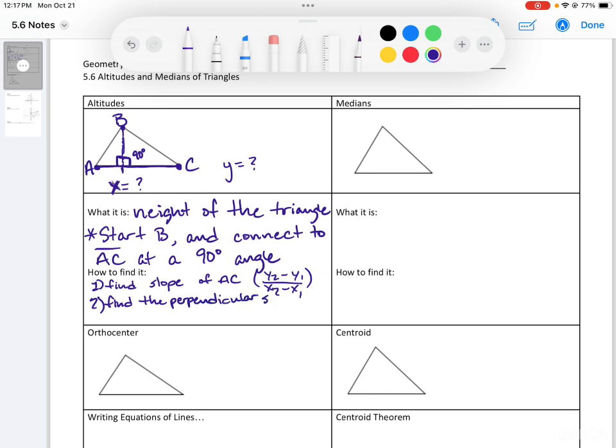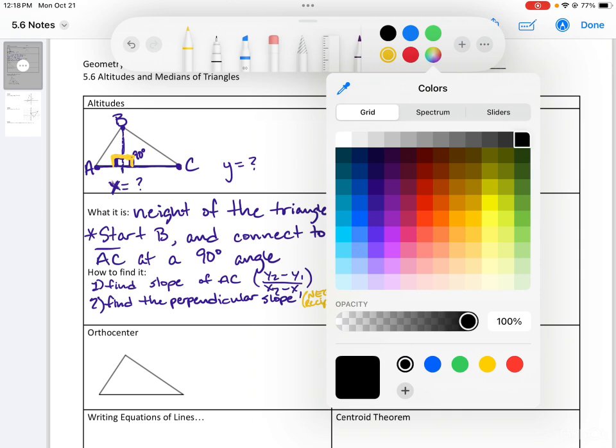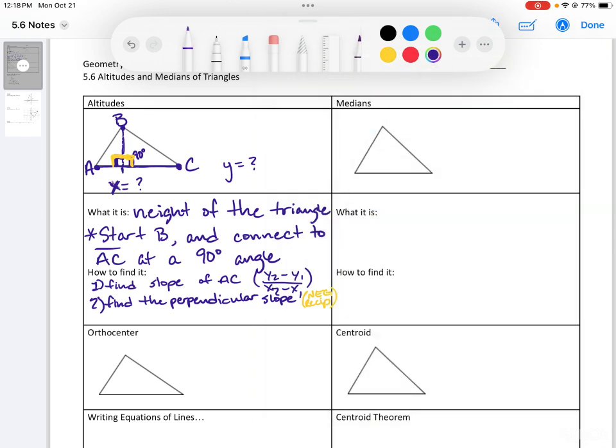And the reason you want to find the perpendicular slope is because you are trying to create that 90-degree angle up here. All right, you want those lines to intersect at a 90-degree angle. And if you remember, you find the perpendicular slope by finding the negative reciprocal, which means you're going to flip the fraction and flip the sign.